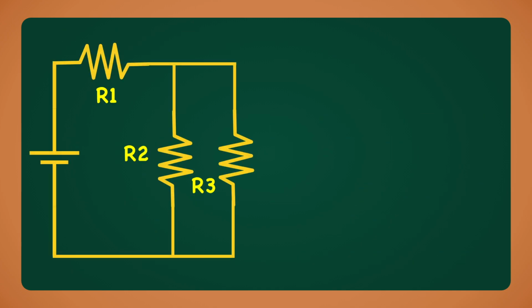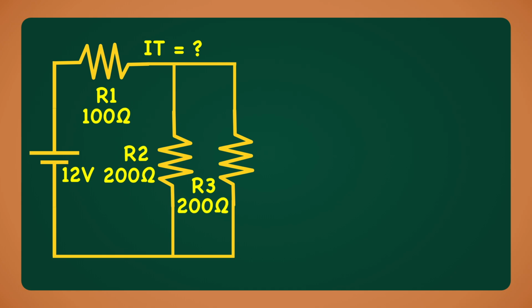Let's look at one last circuit. In this circuit, we have 3 resistors arranged in both series and parallel. How do we calculate the total current in this circuit? Let's set some values to this circuit. V equals 12 volts. R1 equals 100 ohms. R2 equals 200 ohms. R3 equals 200 ohms.